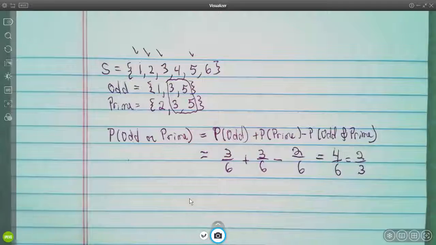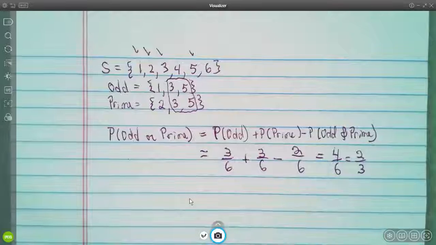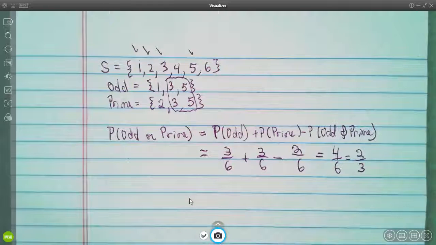Now, that raises the question: if we can always do these probabilities without the formula, why do we bother with the formula? The answer is that you can't always do without the formula.